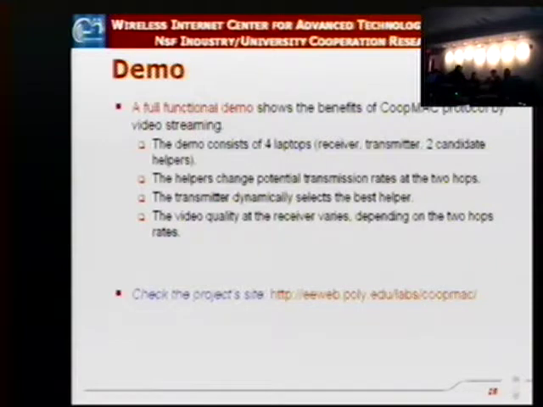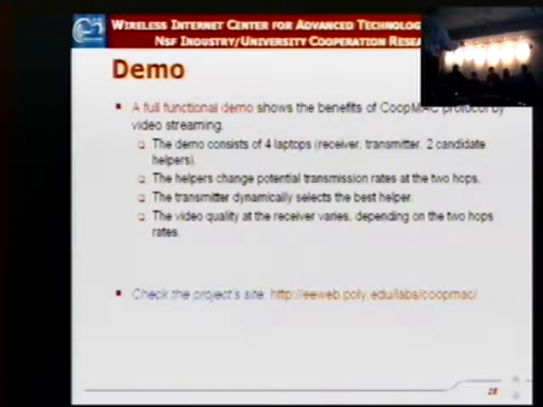Actually, we have a demo. It's a very nice demo. It's a fully functional demo that shows the benefits of CoopMAC. We have a transmitter, a receiver, and 2 helpers. We stream a video from the transmitter and we receive the video with a receiver. And then we play with the helpers. One helper is 11 Mbps and 11 Mbps, and the other one is 5.5 and 11.